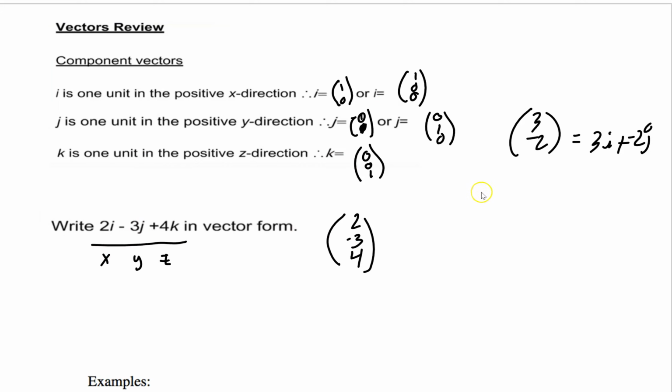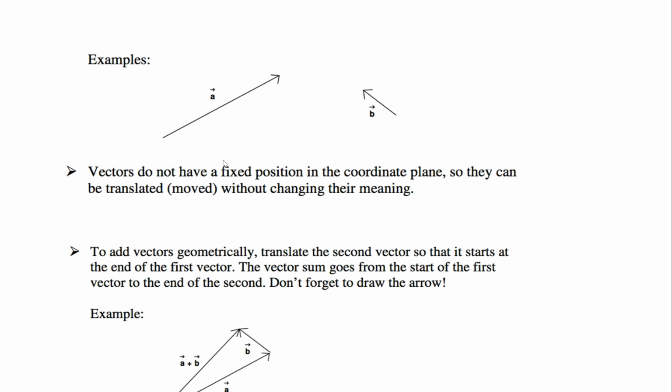So the thing you really have to worry about is knowing which one's which. If I gave you 2j plus 4k, you have to understand that j is a y value, so you don't have an x value here. So it'd be (0, 2, 4). That's the thing: i is x, j is y, k is z. That's the important part. Let's talk about vectors in general.